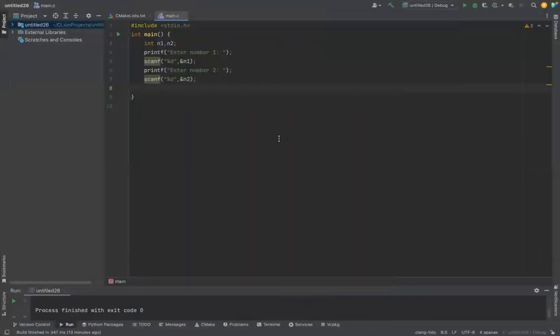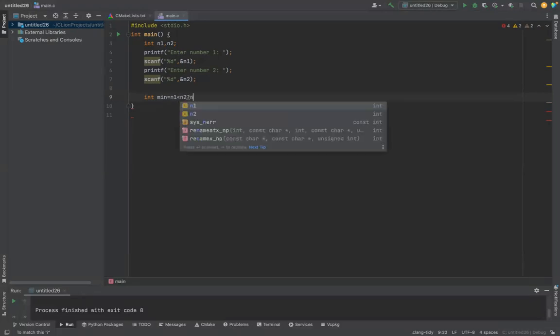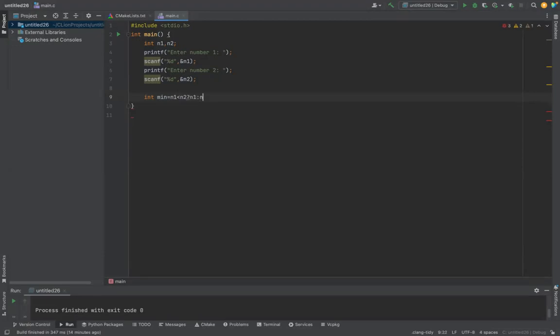Therefore, what we have to do, you have to use the if condition. So otherwise you can use a ternary operator. Let's say int minimum value is equal, let's say ternary operator, n1 less than n2. Okay, if you use the question mark, n1 less than n2, that means n1 is the minimum. If the n1 less than n2, then minimum value is n1. Otherwise, minimum value is n2.